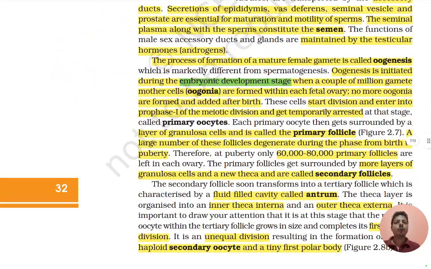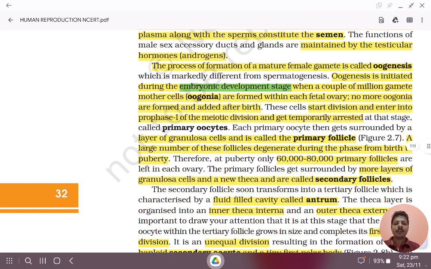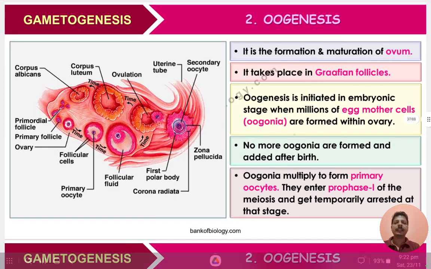Now coming to oogenesis. Let's see what the PDF says. Oogenesis: here you can see it is the formation and maturation of the ovum. It's called oogenesis. It takes place in the Graafian follicle.